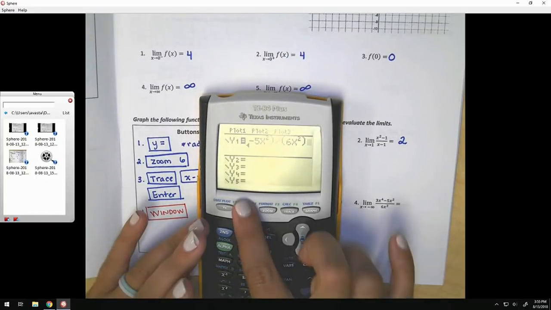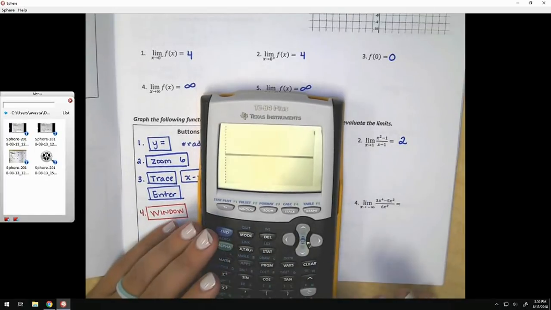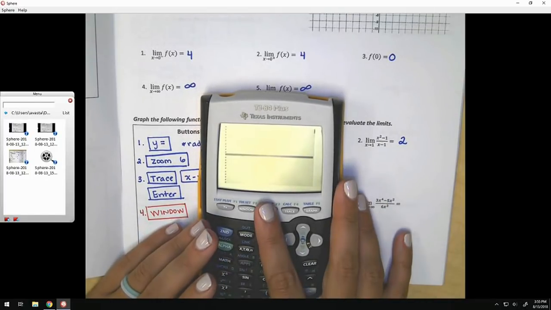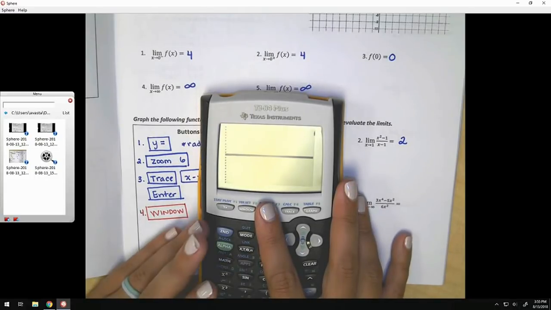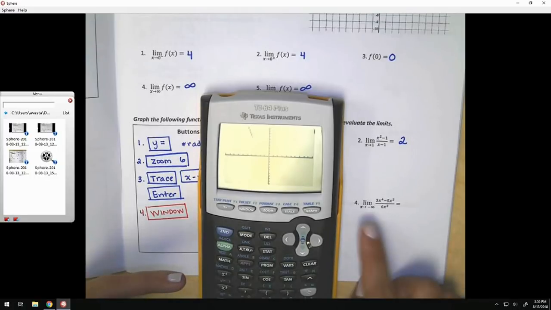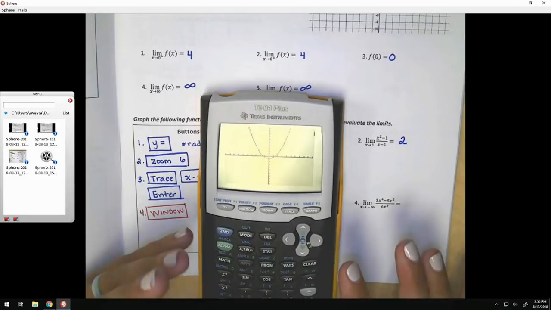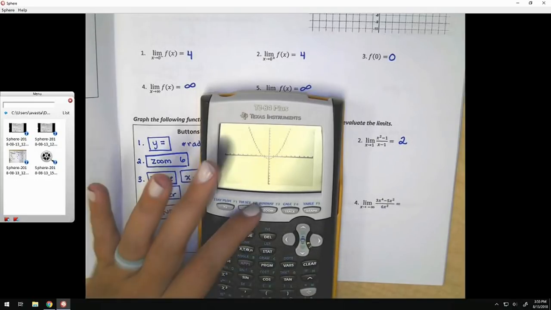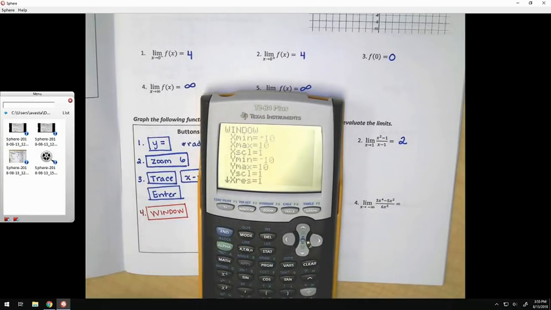I'm going to go back to my window. Or actually, I'm going to zoom 6. I hit the wrong button. Sorry, this will take a minute. I'm going to zoom 6 to get my standard zoom, and then I'm going to reset my window to make sure I'm looking as x approaches negative infinity. You'll notice that this graph looks a lot like a parabola. I'm going to go to my window, and now I want very, very large negative x values, so I'm going to have negative 5,000 and negative 4,000 as my bounds there.